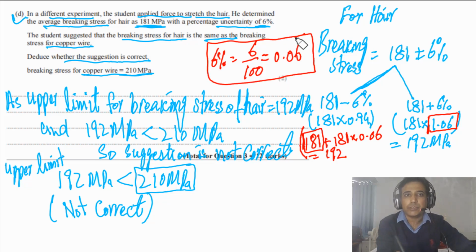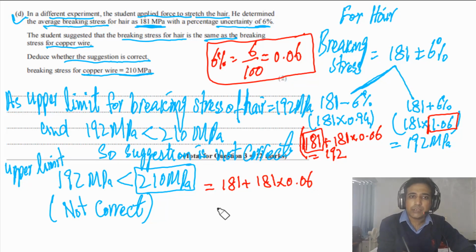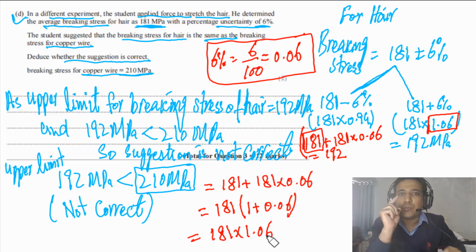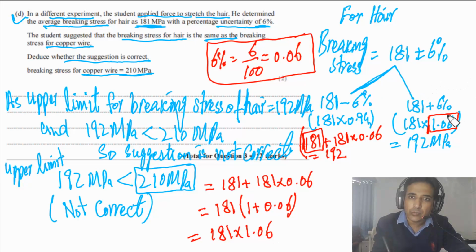You can also understand it this way: we have 181 plus 181 multiplied by 0.06. You can take 181 common, so you will have 1 plus 0.06, which means you multiply 181 by 1.06. I hope it will help some of you and answer your question, why we multiply with 1.06. You can understand it like this.